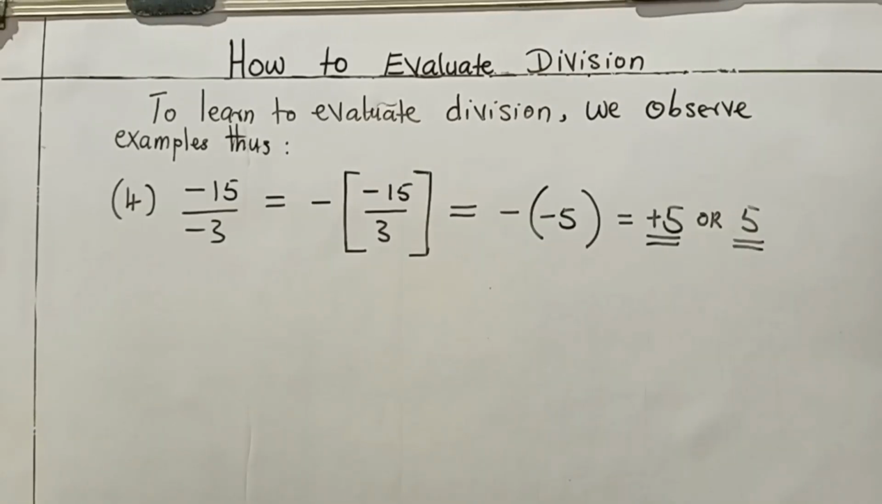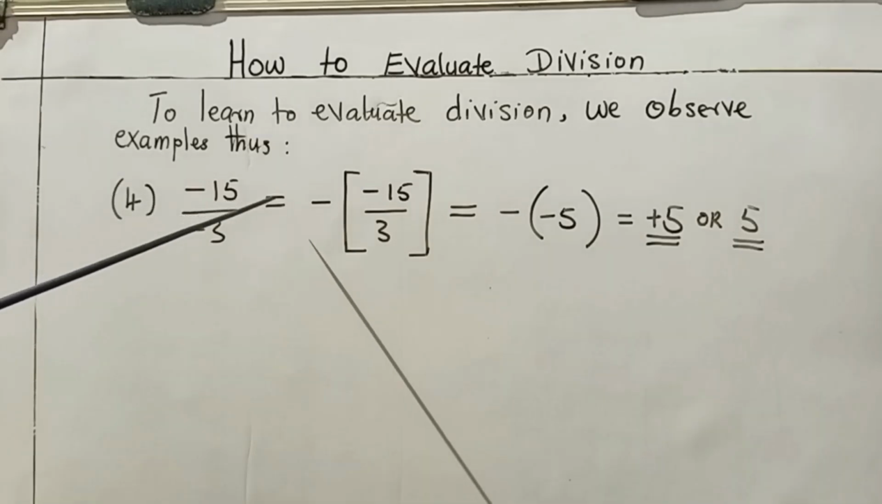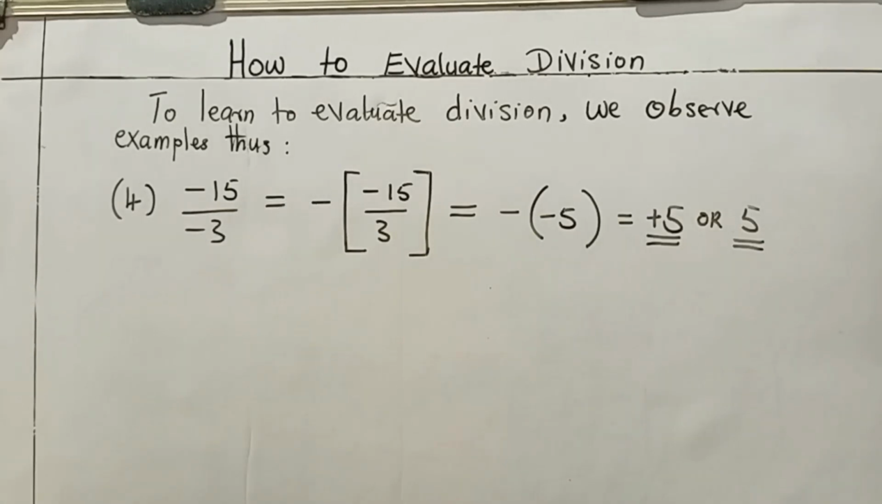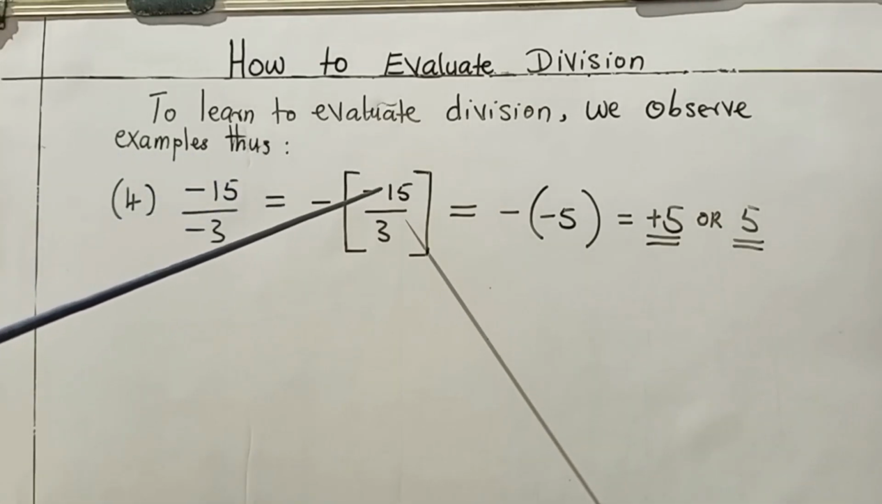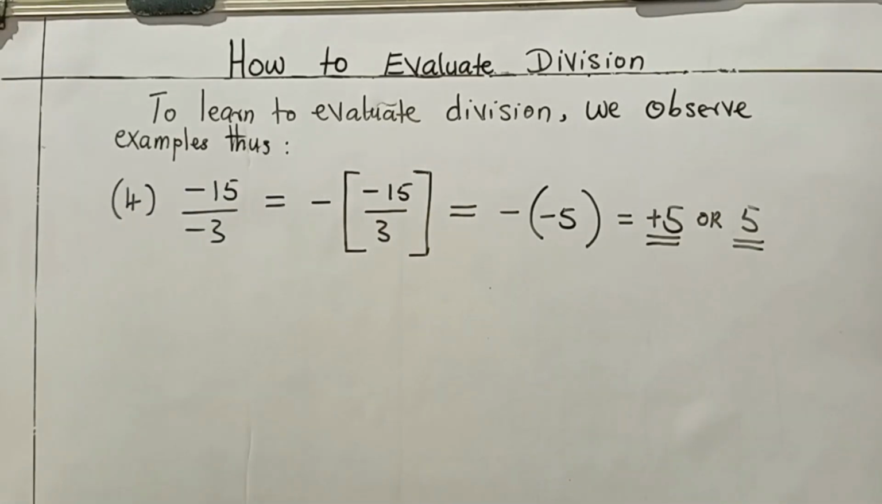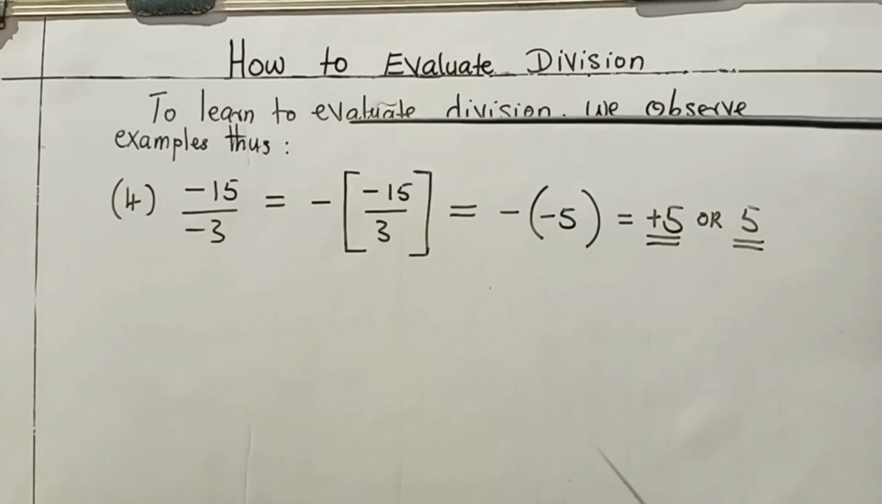Here comes example number 4, and the last one. That is minus 15 over minus 3. That is, let this divide this. This is divisor. This is dividend. Let's continue. Like before, we extract this minus sign and place it in front or just before the common square bracket. And so this minus 15 continues to be so. This is why it is the same minus 15 here. And then over 3.